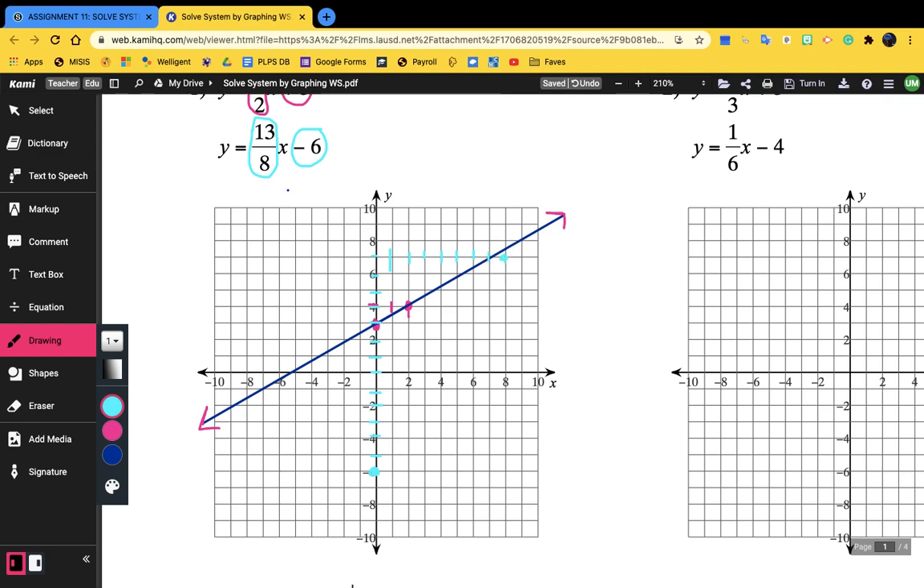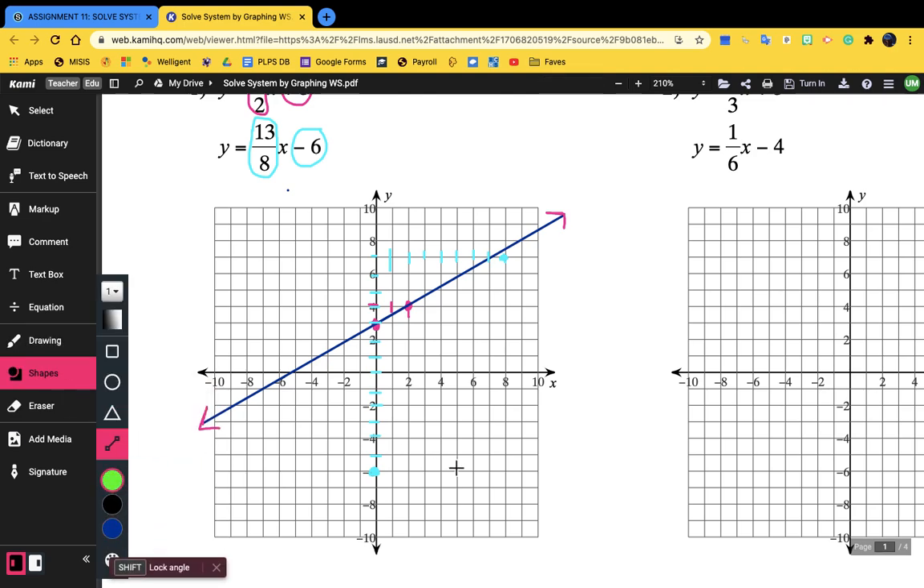So, wait, did I go up? Let's see. 1, 2, 3, 4, 5, 6, 7, 8, 9, 10, 11, 12, no, 13, right? 13 and over 8. Okay. All right. Good. Just want to make sure.